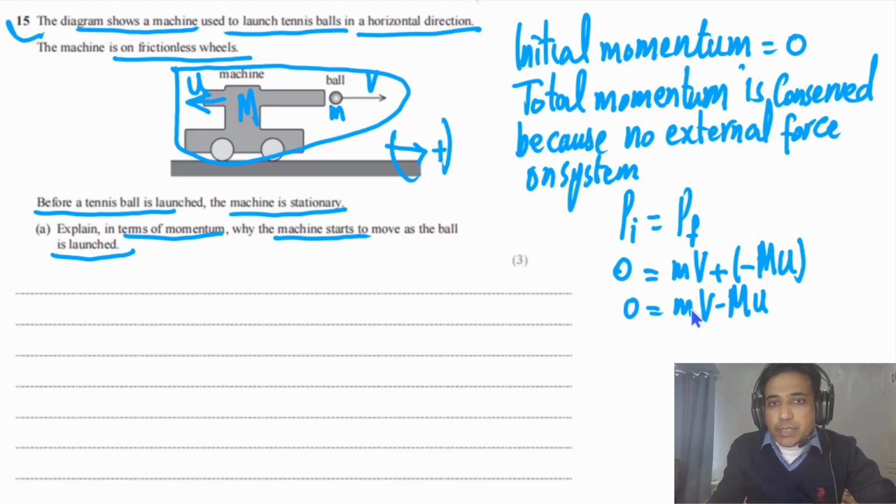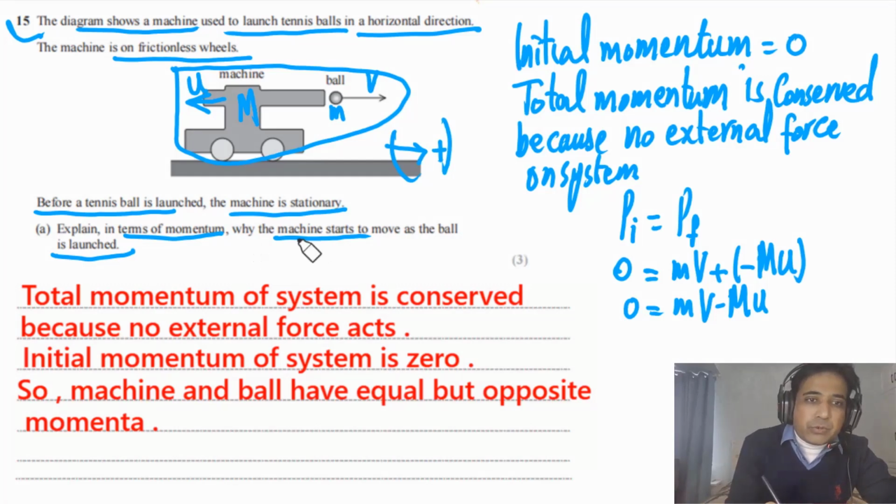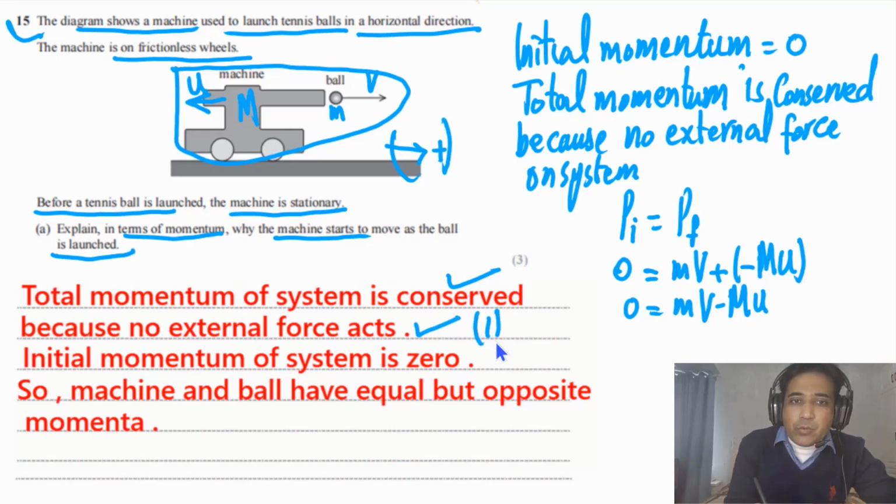Now let me show you how you can write down your answer. You can mention that the total momentum of the system is conserved because no external force acts on the system. If you write this, you will get 1 mark. The second mark you will get if you write that the initial momentum of the system is 0. The third mark you will get if you have written that the machine and ball have equal but opposite momenta, so they have to move in opposite directions. So you will get 3 marks.